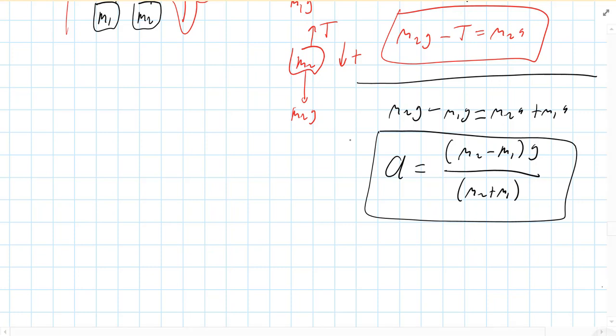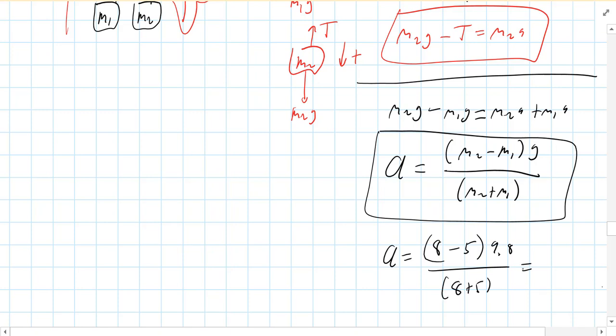Now we have that equation, and I do have numbers, so I'll go ahead and plug those in now. So M2 was 8, M1 was 5, g is 9.8, and then we have 8 plus 5. And if you plug and chug those in your calculator, you get about 2.26 meters per second squared, okay?